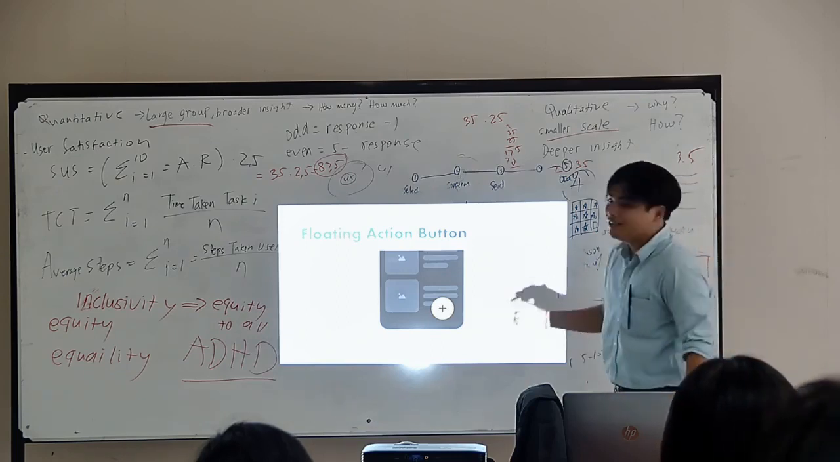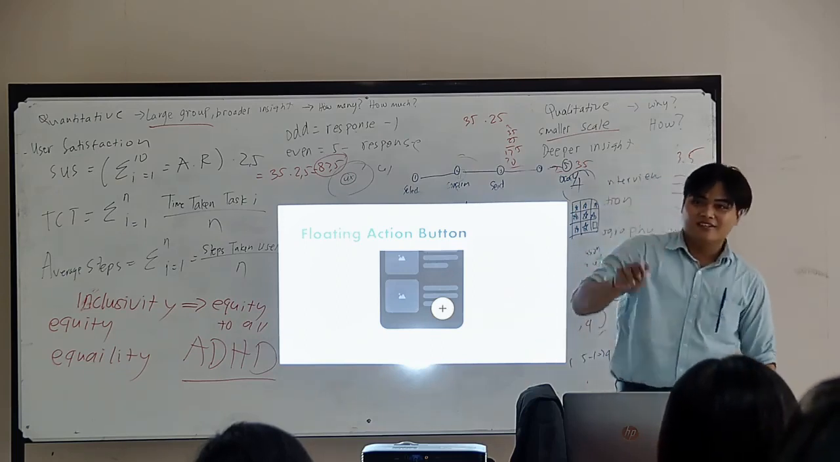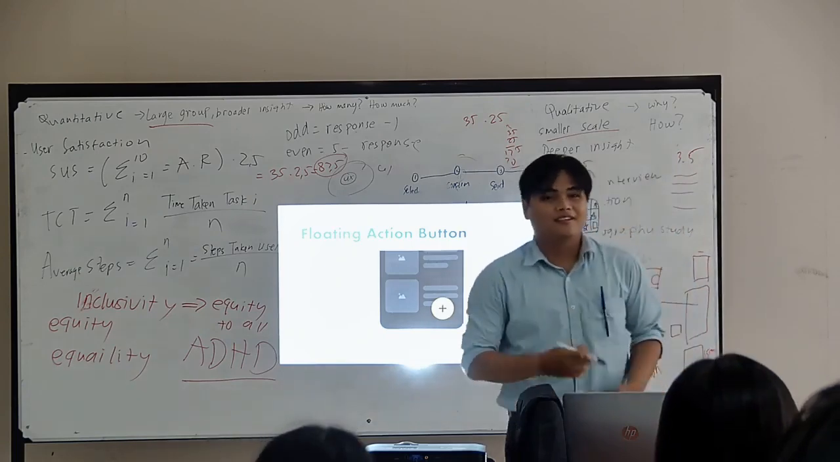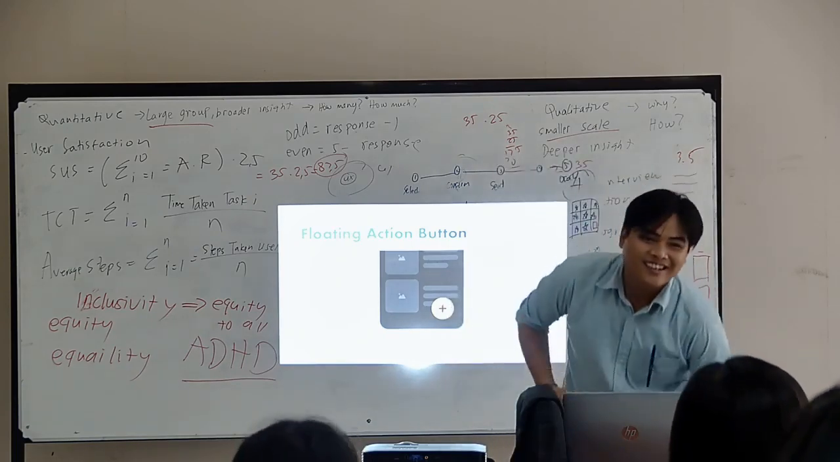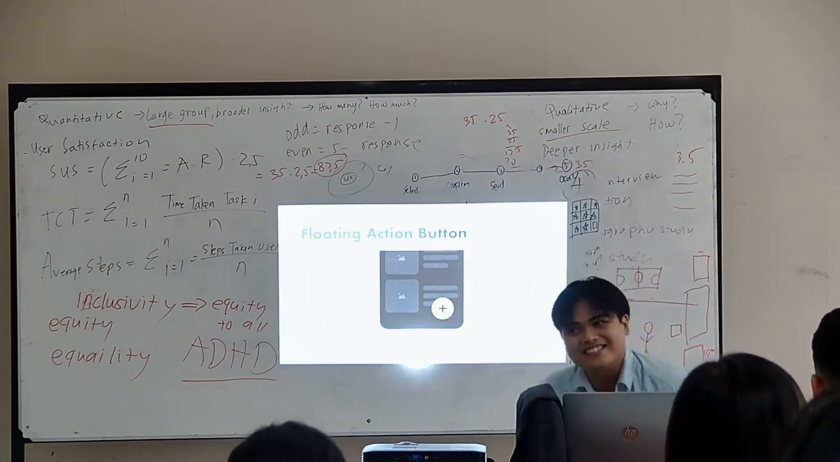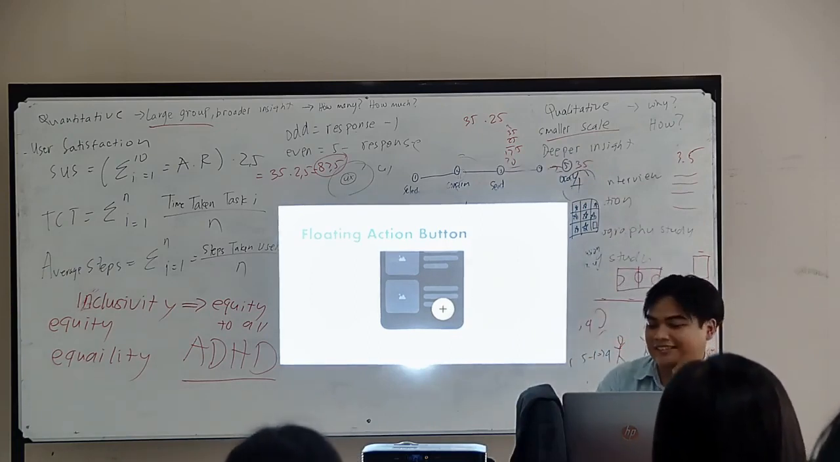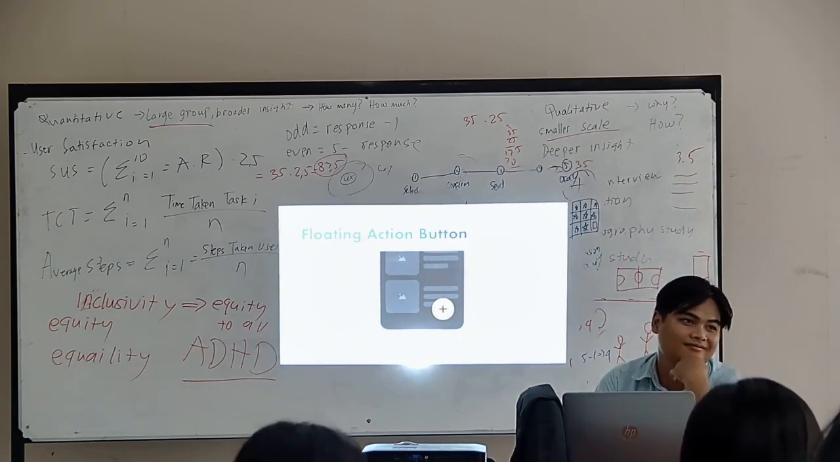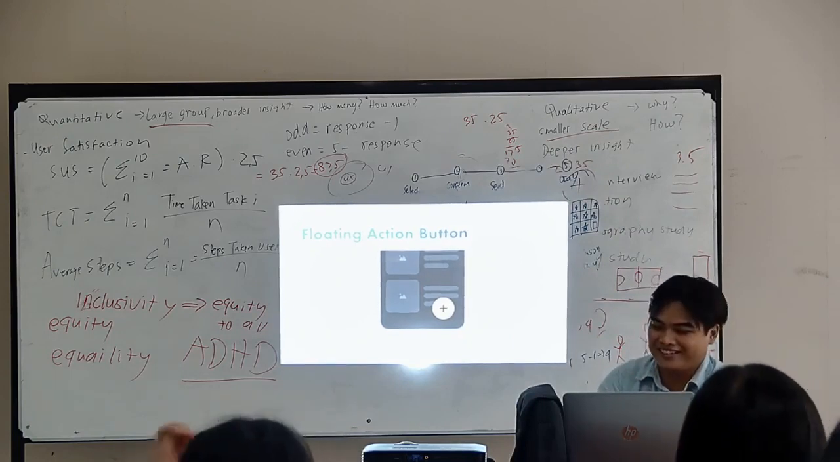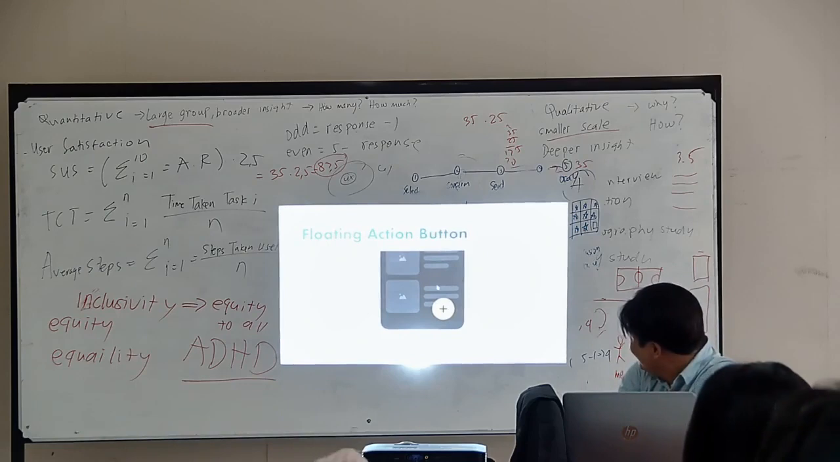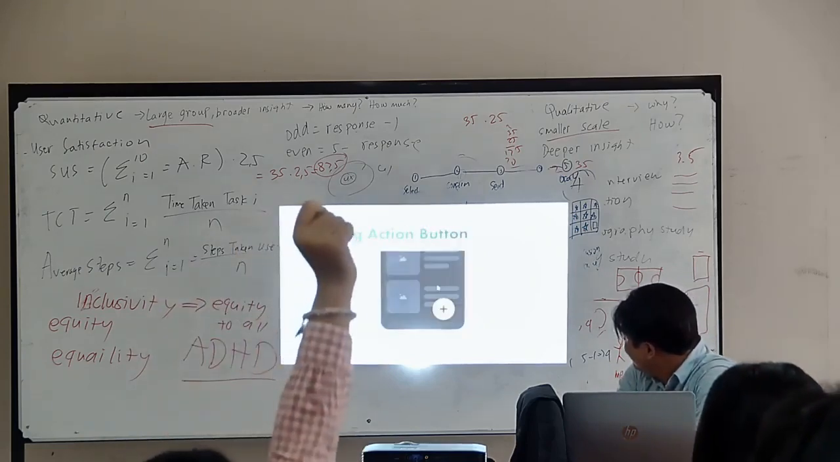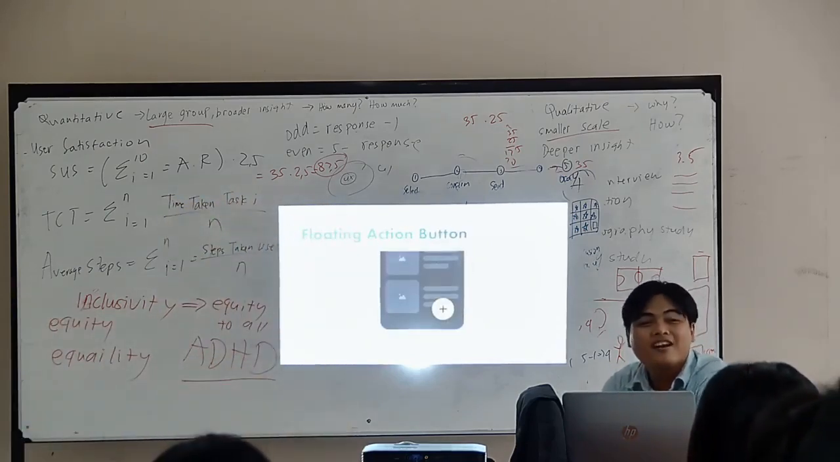The other example is QRIS button. Curious? QRIS. Which one is correct, QRIS or curious? I think QRIS.